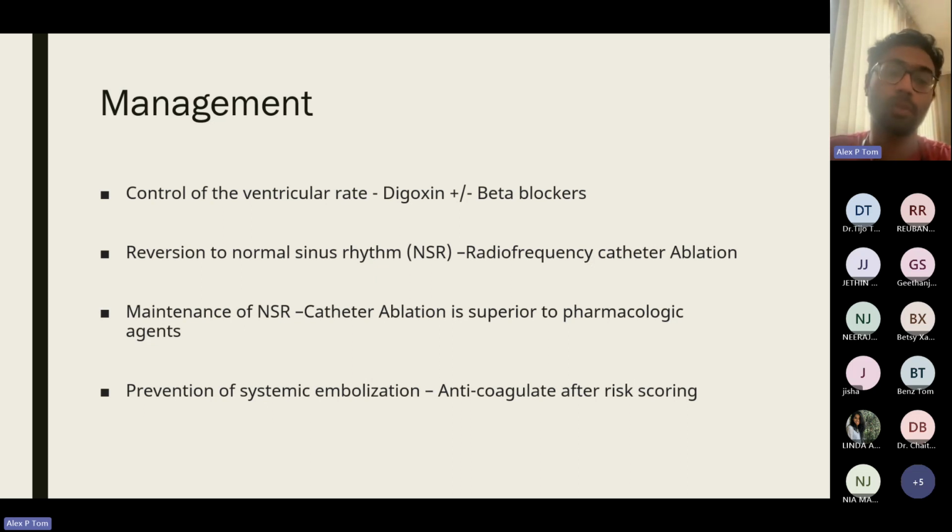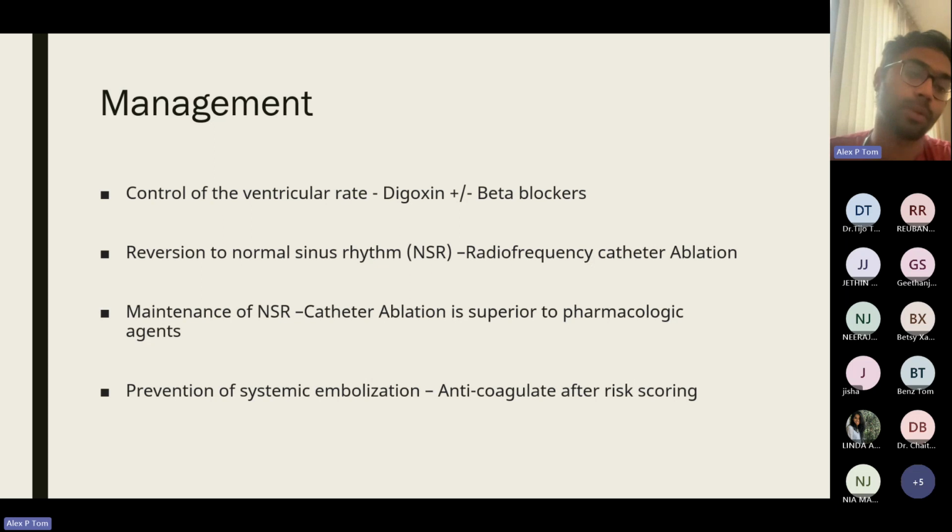A reversion into normal sinus rhythm would be the definite management. For that, you would need radiofrequency catheter ablation. That is something beyond you in your primary center. So you will have to refer this patient for further evaluation and management. And so far, the studies have seen that catheter ablation is the best thing, and that has a higher efficacy than all the pharmacological agents that we could use.